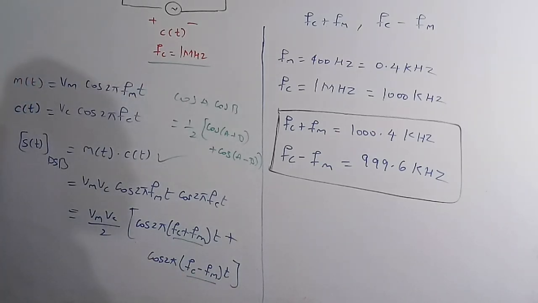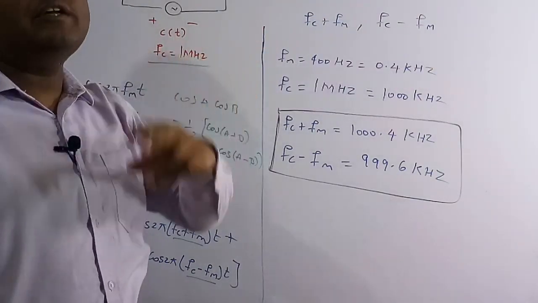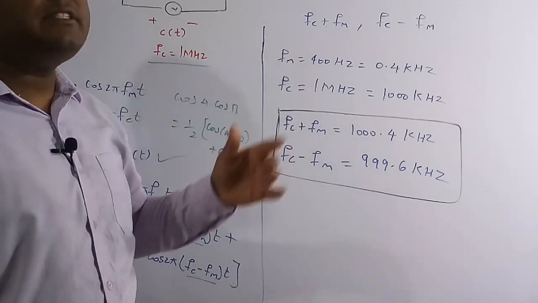Only these are the two frequencies which are going to be present in this S of t DSB. Therefore Fc plus Fm and Fc minus Fm are the only two frequency components which are going to be present in this S of t DSB.